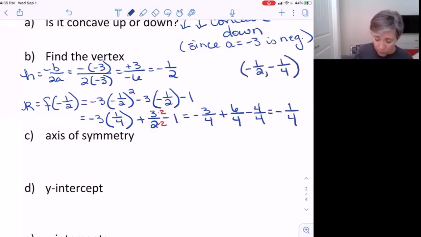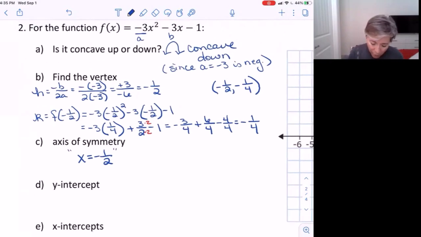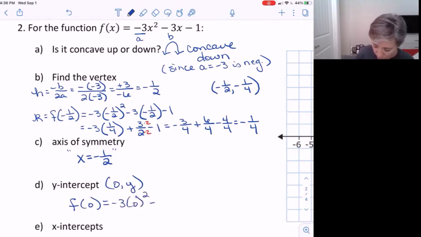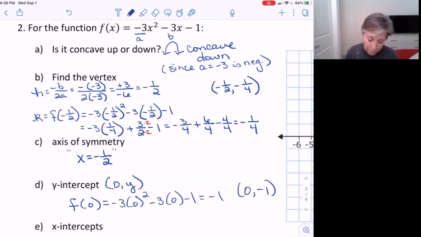For the axis of symmetry, remember that's always the x coordinate of our vertex, which is negative 1/2. So we get x equals negative 1/2. For the axis of symmetry, you have to have that entire equation. For our y-intercept, remember our x is 0. We have to find our y. So we're going to plug in 0 for our x. We get negative 3 times 0 squared minus 3 times 0 minus 1. All of that gives us a negative 1. So we get a y-intercept of 0, negative 1.